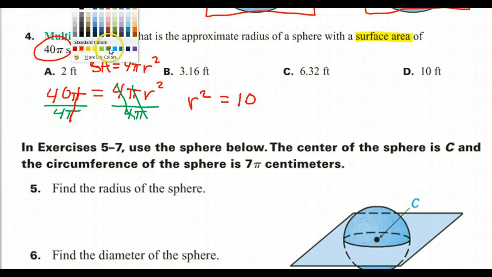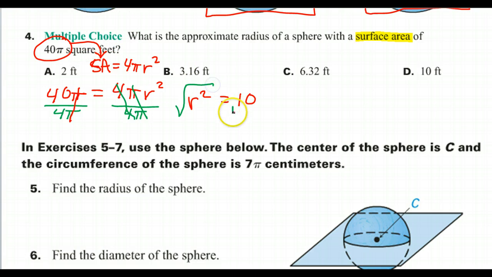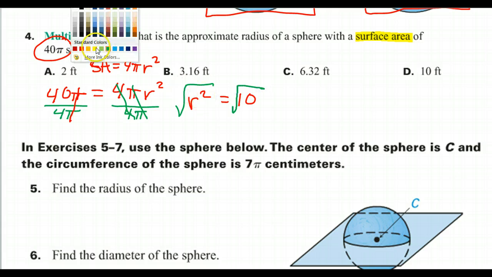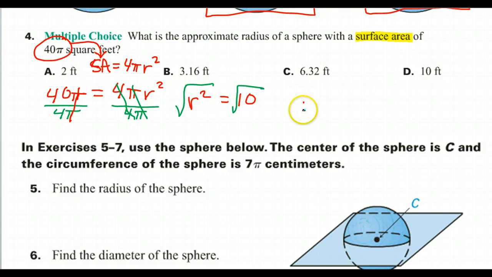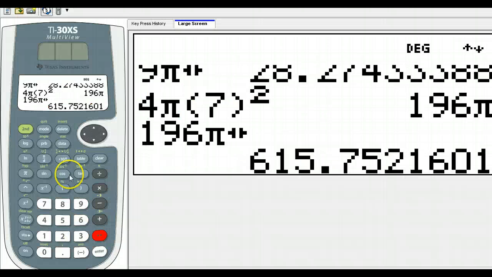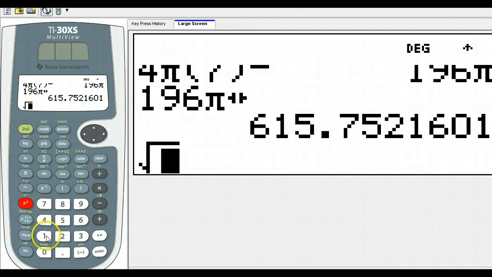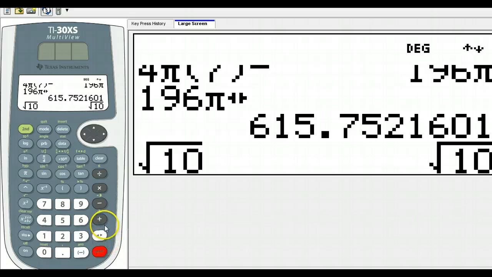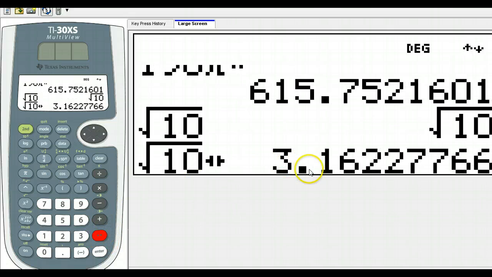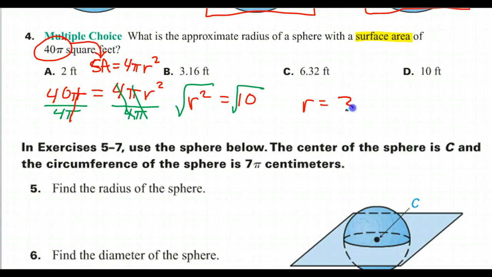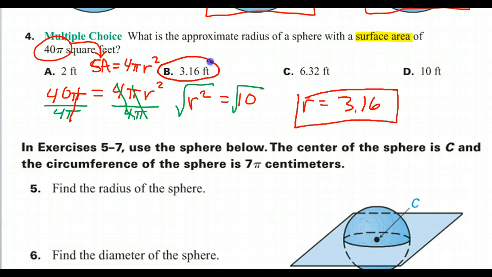How do we unsquare things? We use the square root. Okay, so r is just going to equal the square root of 10, but these answers are clearly in decimal form. So let's check that out. Square root of 10. 3.16. Okay, and that means the answer was B.